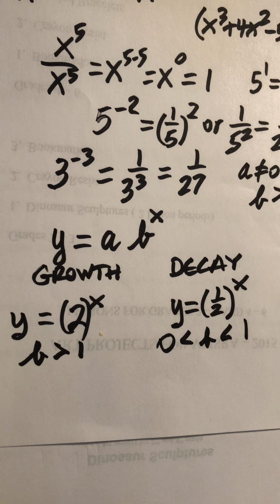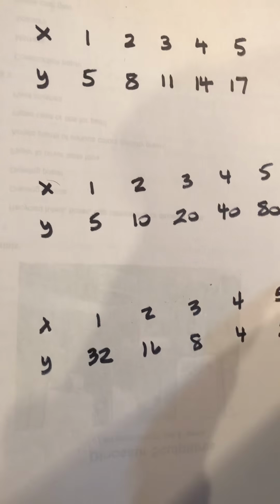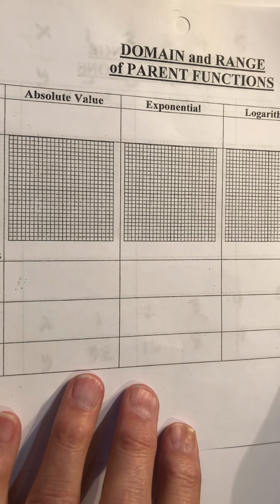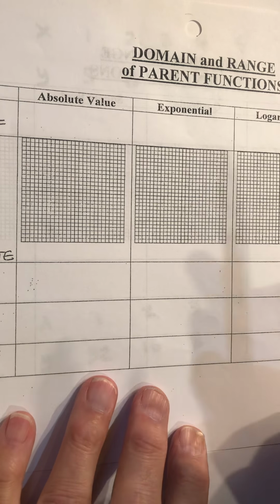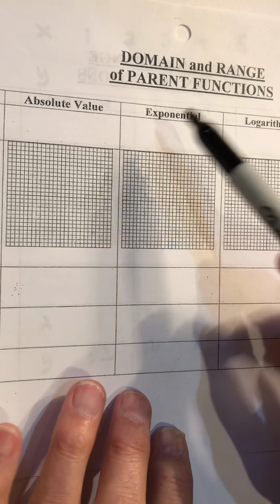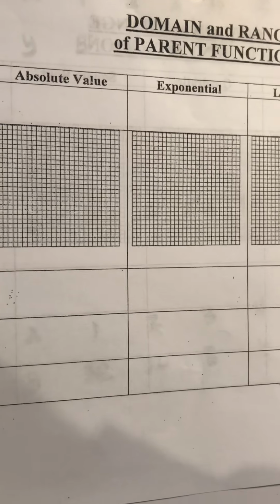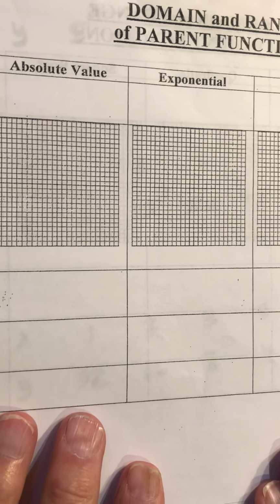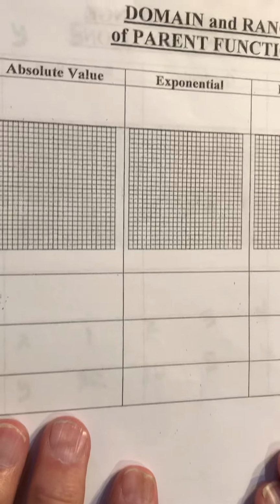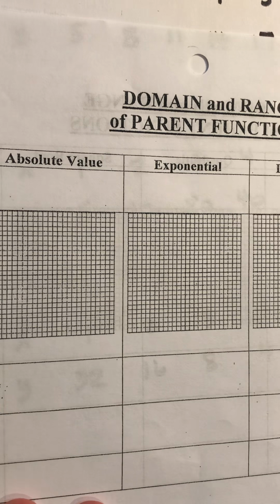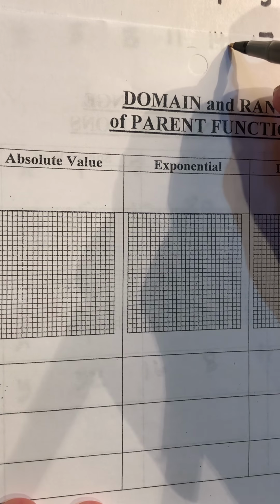All right, let's take out our parent function charts. Okay, here's the parent function chart. And let's go to all things exponential. Let's see if we can get a little closer on that. All right, here's your exponential chart. And let's graph the two basic functions. And let's go to the top, do a little table.